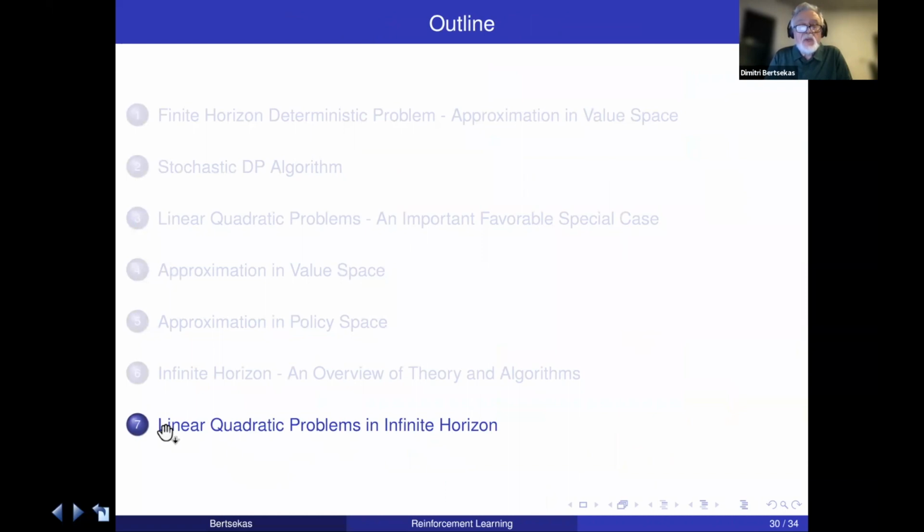Okay, so now let's talk about linear quadratic problems. Revisit the linear quadratic problem in an infinite horizon setting. Again, it admits an analytical solution. And as we will also see, it admits a visualization that's going to be particularly useful for us.